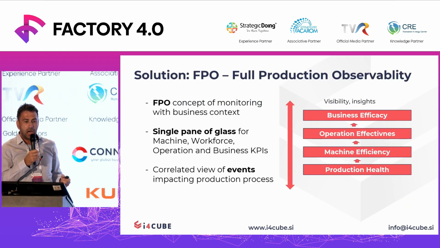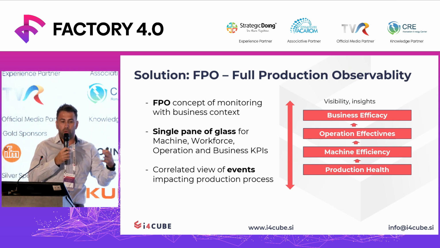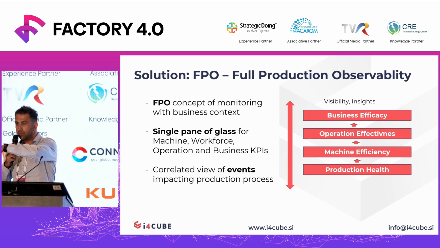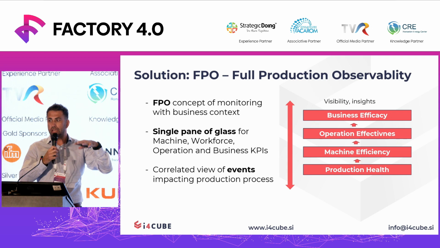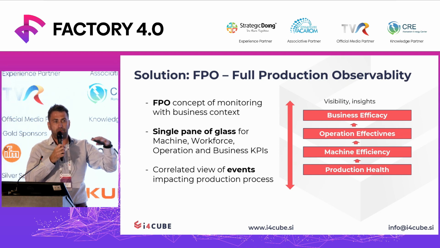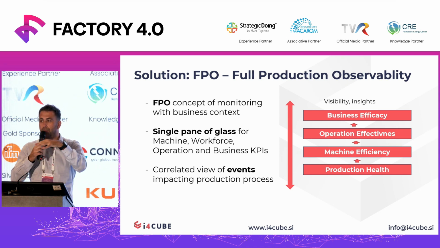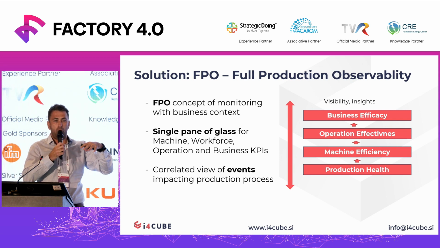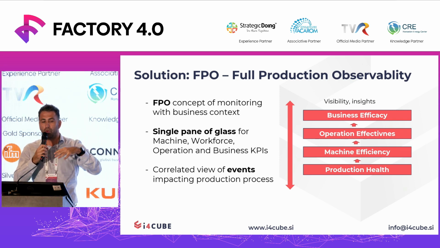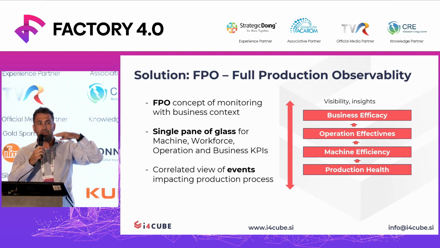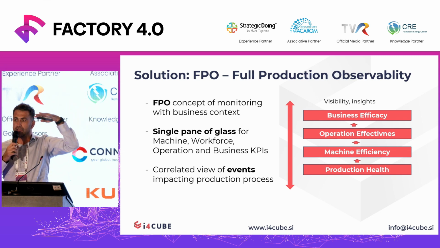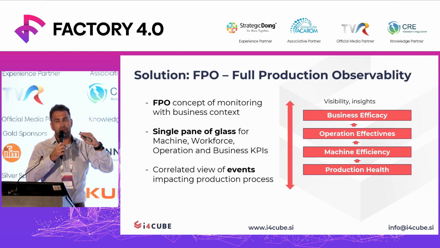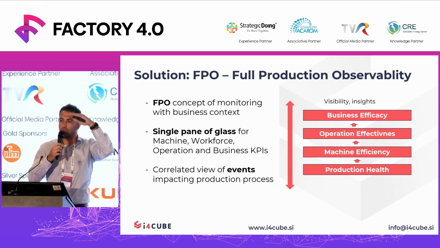So how do we do it? We do it with a new solution, which is full production observability. We start with monitoring production health. Production health for us means any event which impacts your production. So any event, it can be a fault or alarm from a device directly, or it can also be a missing material, or a missing tool, or a tool broke, and so on and so on. And then we correlate this with your machine efficiency, with operation effectiveness, and business efficacy.